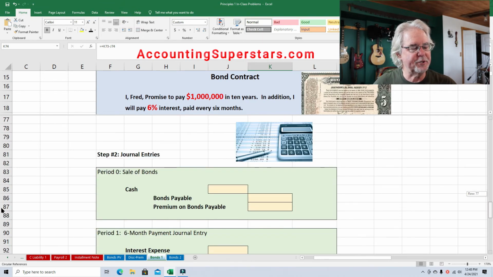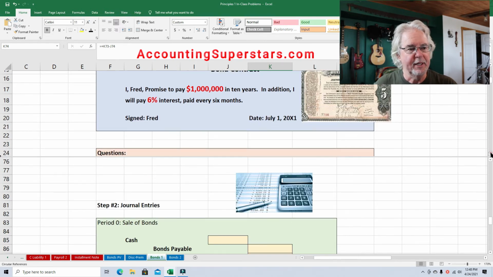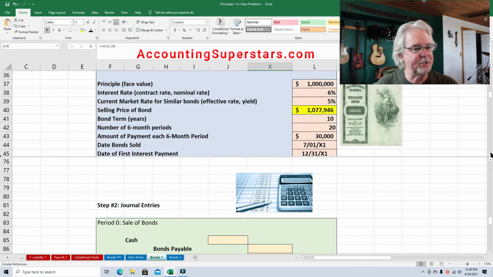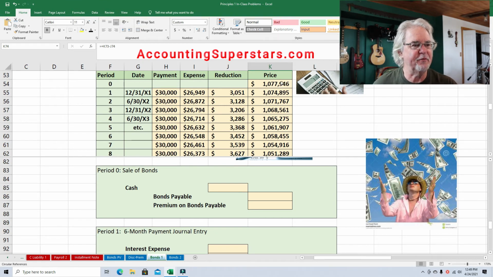So let's do journal entries. Now, journal entries are super easy. We've already got all the hard work done. So let me get the web page here lined up. So this is the journal entry for period 0, the sale of the bonds. So how much money did Fred get? Well, Fred got a grand total of $1,077,946. That was more than he was expecting.